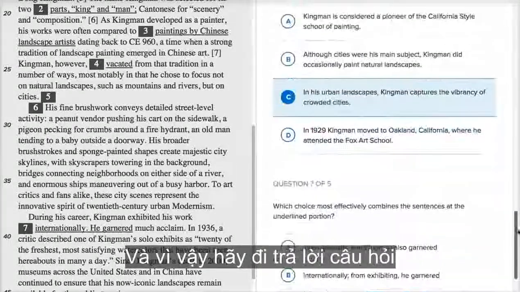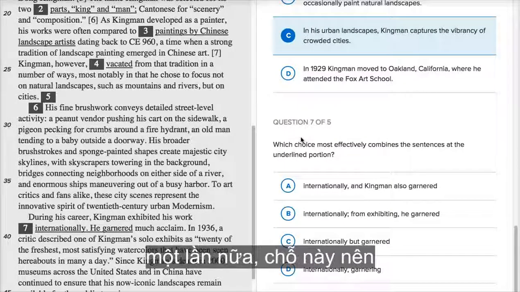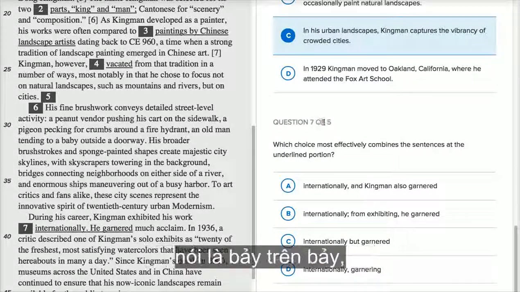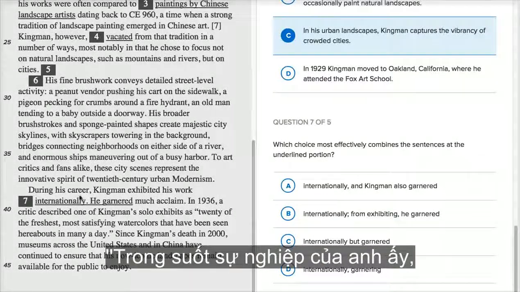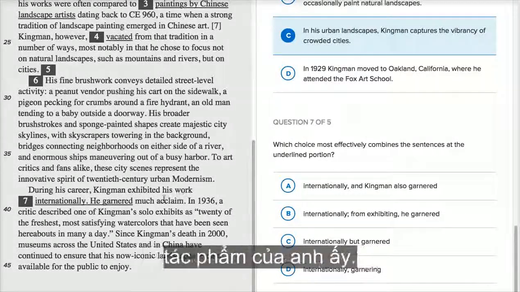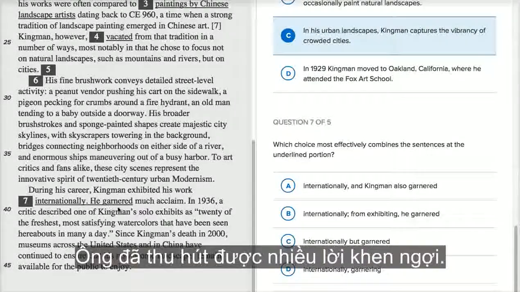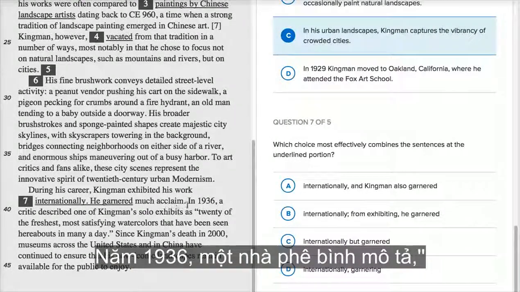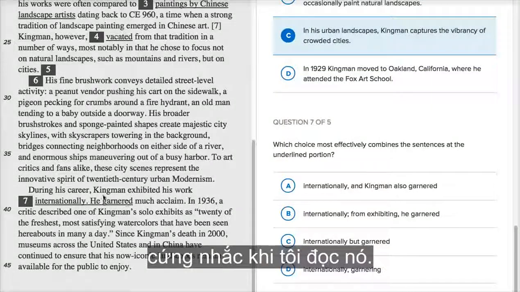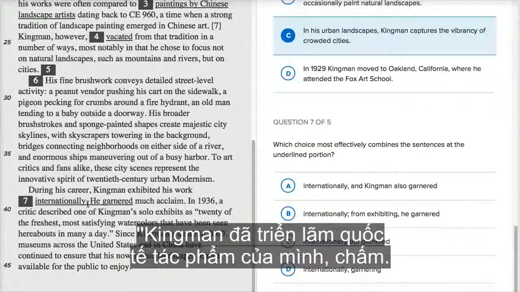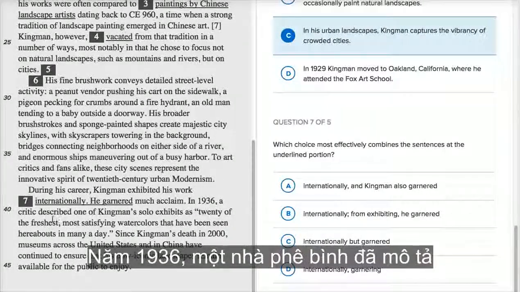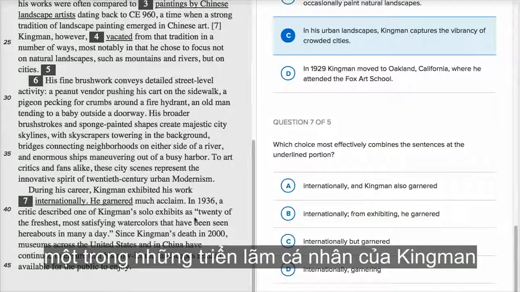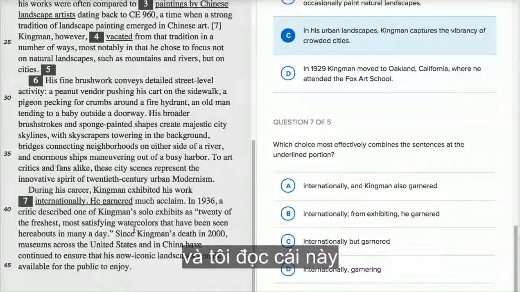And so let's go to question 7 out of 5. So once again, I think this should say 7 out of 7, but I think we get the point. Let's answer this question. During his career, Kingman exhibited his work internationally. He garnered much acclaim. In 1936, a critic described, so that just felt a little bit robotic when I read that. Kingman exhibited his work internationally, period. He garnered much acclaim. In 1936, a critic described one of Kingman's solo exhibits as 20 of the freshest, most, and I'm just reading this just to finish the passage.